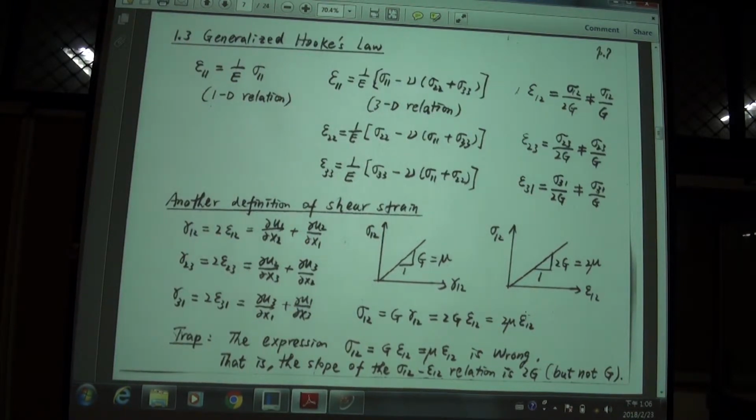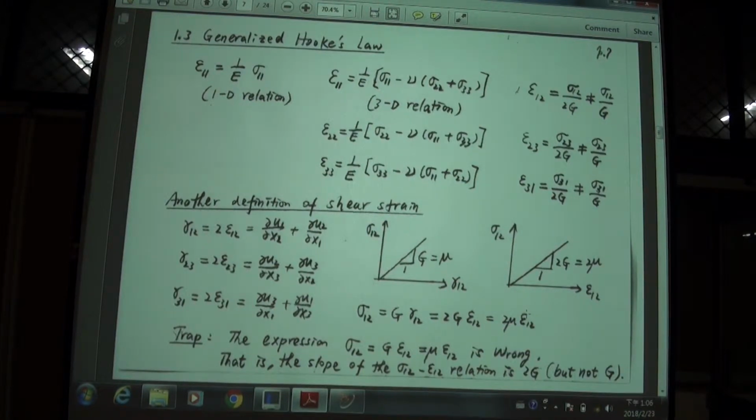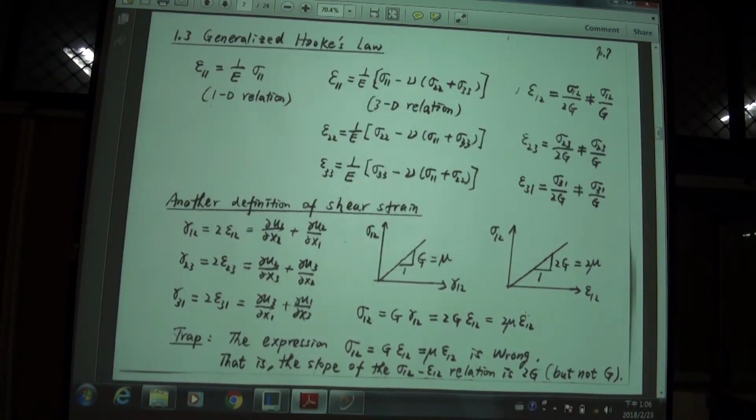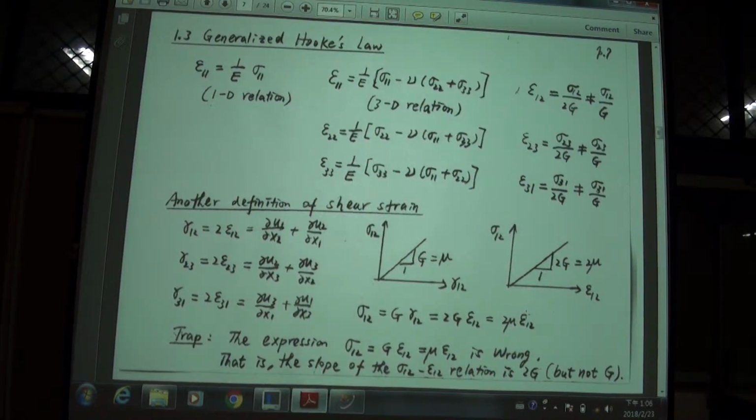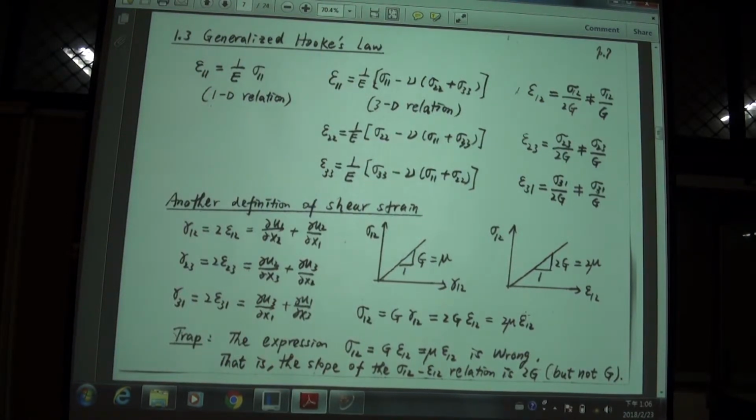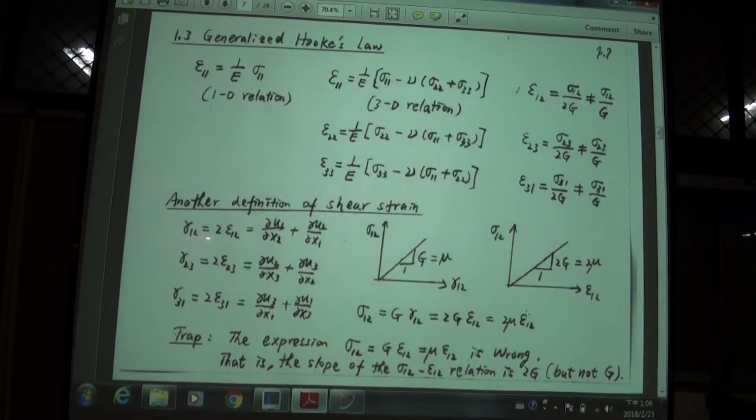But after the computer had been developed, numerical computation of mechanics developed very quickly, and very soon people figured out that the definition of shear strain should be modified from gamma 1,2 to epsilon 1,2. We have a factor 2 here.